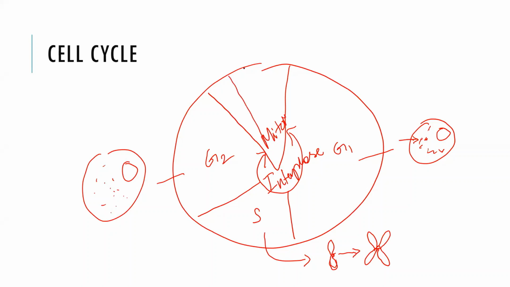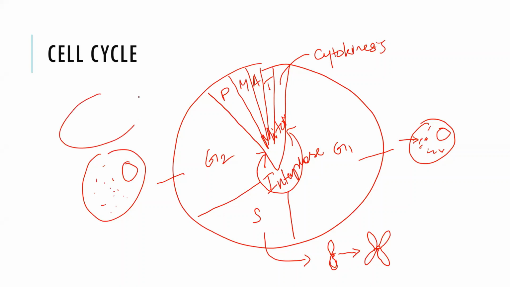Now, mitosis is divided into four parts: prophase, metaphase, anaphase, and telophase. And at the end of the telophase, we have cytokinesis. That is the division of the cells. During interphase, in the nucleus, the genetic material is not organized as chromosomes. You can see it as chromatin.